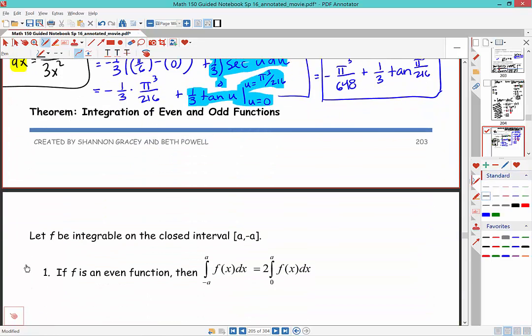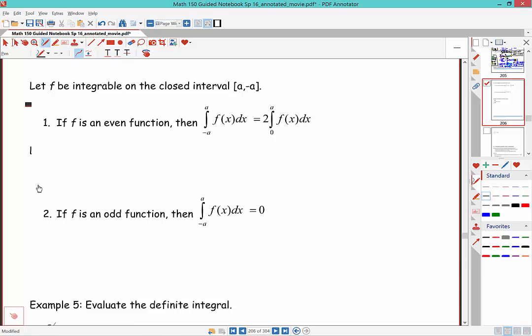Integration of even and odd functions. So basically, if f is integrable on the closed interval from negative a to a, if f is an even function, then you can basically double the integral from 0 to a. So let's suppose that we have the integral from negative 2 to 2 of x squared dx, because x squared is an even function, right?